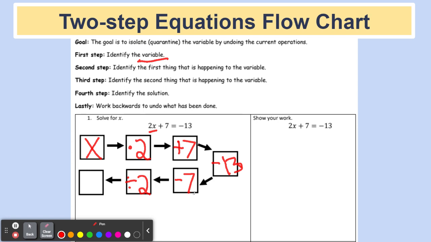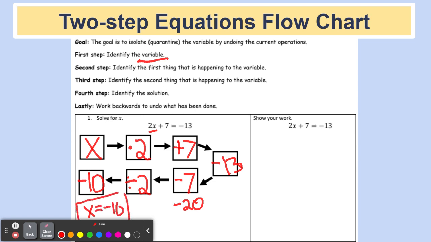Negative 13 minus 7 gives me negative 20. I'm just going to write that down here so I don't forget. Then I can go ahead and do negative 20 divided by 2, which gives me negative 10. So my final answer here is that x equals negative 10.